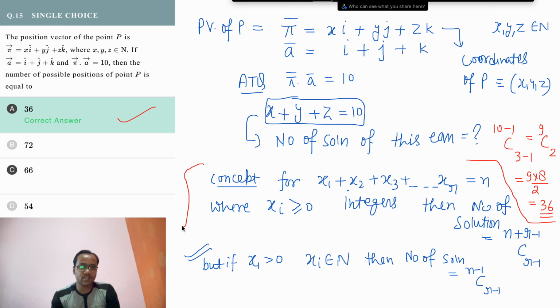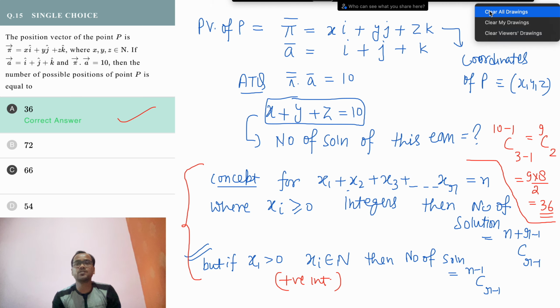So you must understand this concept. For the equation x1 plus x2 plus x3 and so on up to xr is equal to n, the number of solutions is given by n plus r minus 1 c r minus 1 if x1, x2, x3, xr are non-negative integers. If they are positive integers, then the formula is n minus 1 c r minus 1. Fine. So now let me come to the next question.